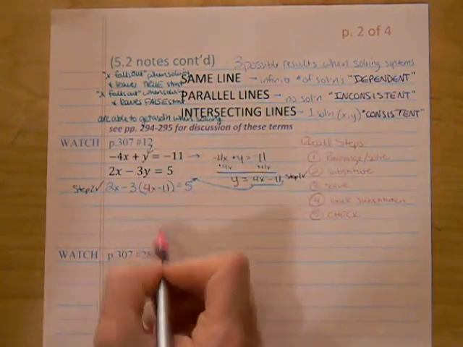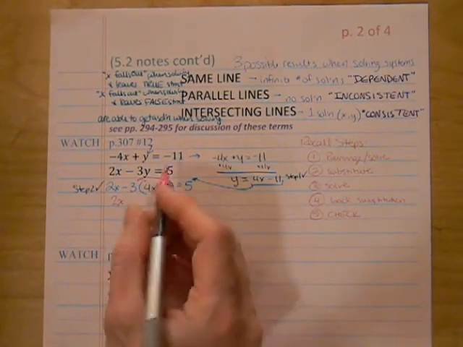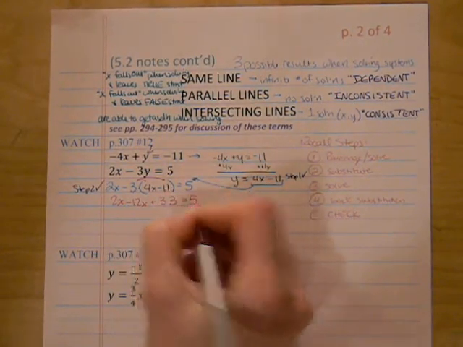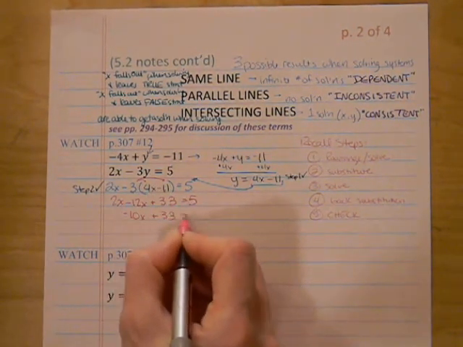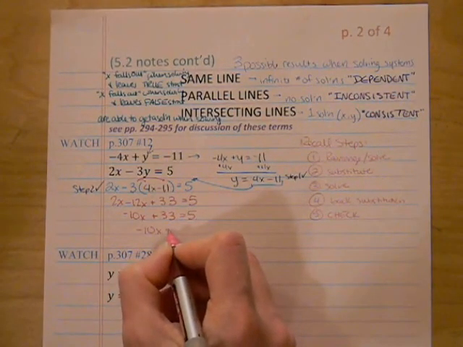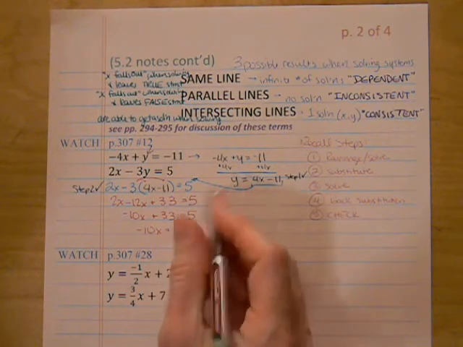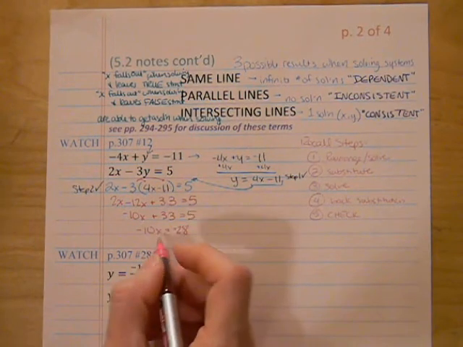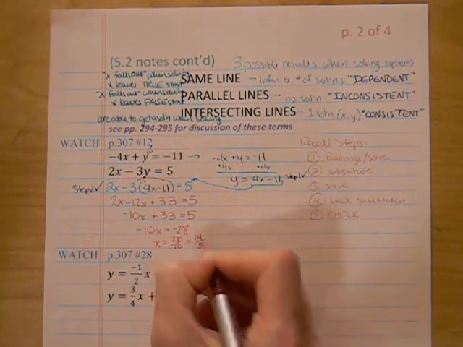Step 3 then would be to solve this for x. So we'll start by distributing that negative 3. 2x minus 3 times 4x is a minus 12x. Minus 3 times minus 11 is a plus 33. And that equals 5. Combine like terms, 2x minus 12x is negative 10x plus 33 equals 5. Subtract 33 from both sides, I get negative 10x is equal to negative 28. Divide both sides by negative 10, I get x is equal to a positive 28 over 10. That reduces to 14 over 5.